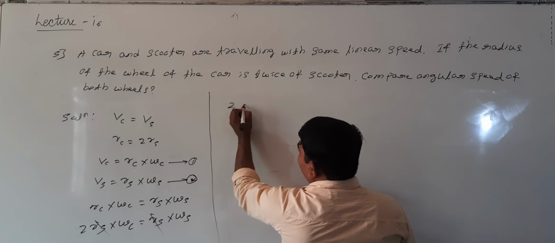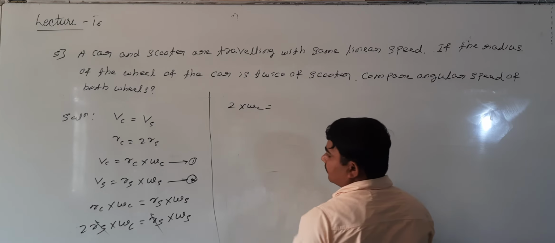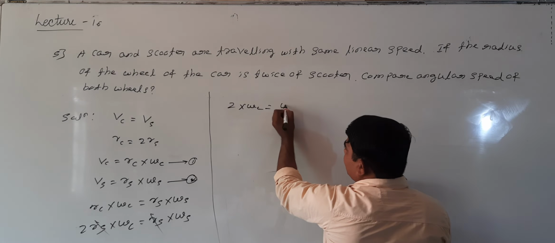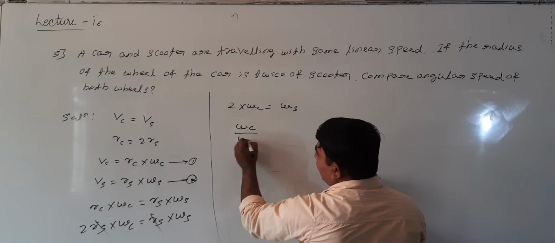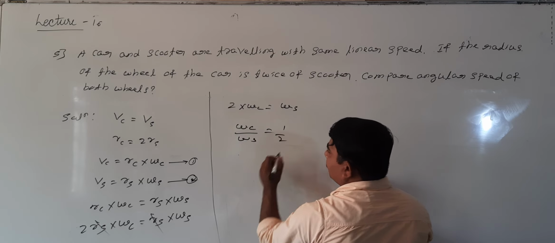What values do you get directly now? See here. 2 into omega c equal to omega s. So omega c divided by omega s equal to how much? 1 by 2.